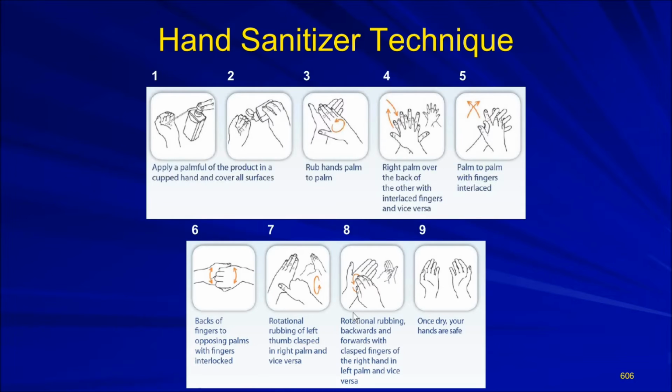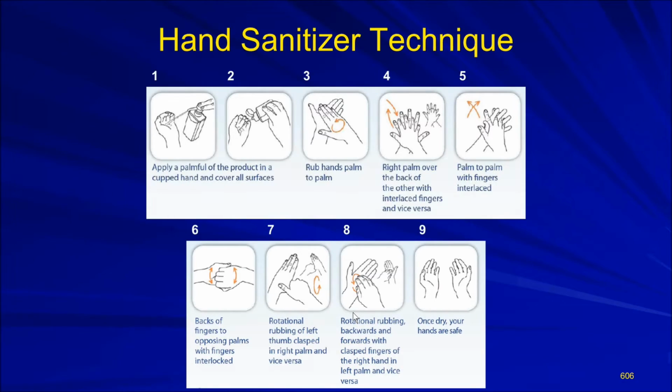And then step 6, you want to make sure you cover the back of your fingernails by clasping your hands together in a fist-like fashion and rubbing the finger beds up against the opposing hand's palm. You want to clasp your thumb with one hand and rotate, making sure to cover all the surfaces of your thumb.